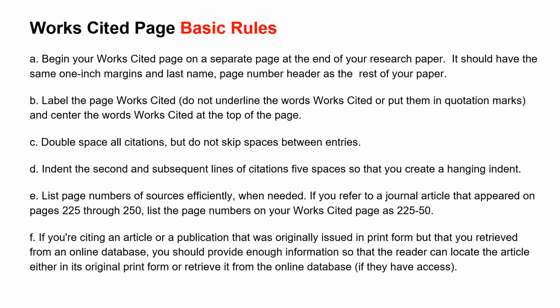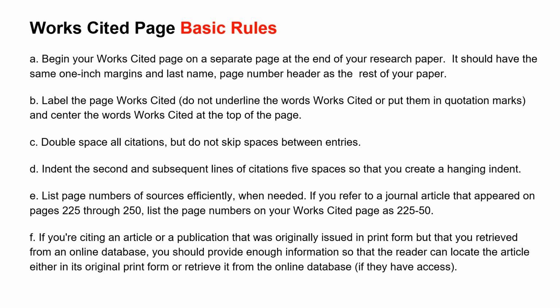Do not underline the words works cited or put them in quotation marks, and center the words works cited at the top of the page. C. Double space all of your citations, but do not skip spaces between entries. D. Indent the second and subsequent lines of citations 5 spaces so that you create a hanging indentation. E. List page numbers of sources efficiently when needed.